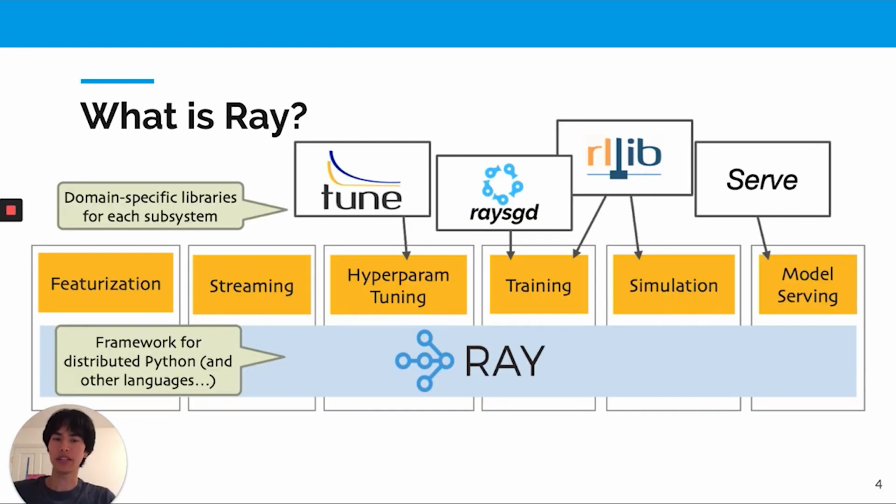So here's a depiction of the Ray ecosystem. At the lowest level, in the blue, we have the core Ray API. That's an API for taking Python functions and Python classes and translating those into the distributed setting. It's very general, and you can build arbitrary applications on top of Ray. On top of that API, you have higher level libraries that we've built, like Tune and RaySGD for training, serving, reinforcement learning, and so on.